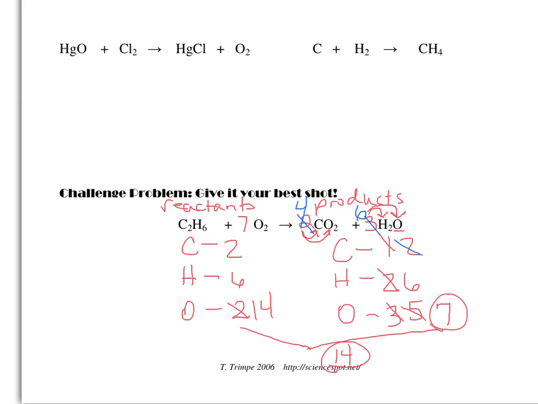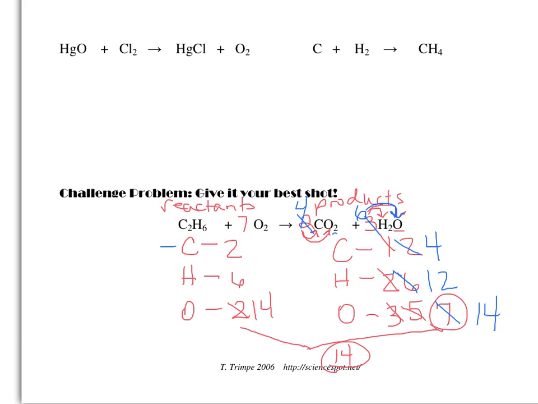4 times 1 is 4. 4 times 2 is 8 on that side, 8 oxygens there, plus 6 oxygens here, 6 oxygens there. So 6 plus 8 is 14. 6 times 2, though, is not 6. 6 times 2 is 12. So on the product side, I have 4 carbons, 12 hydrogens, and 14 oxygens. On the reactant side, though, I have 2 carbons, 6 hydrogens, and 14 oxygens.